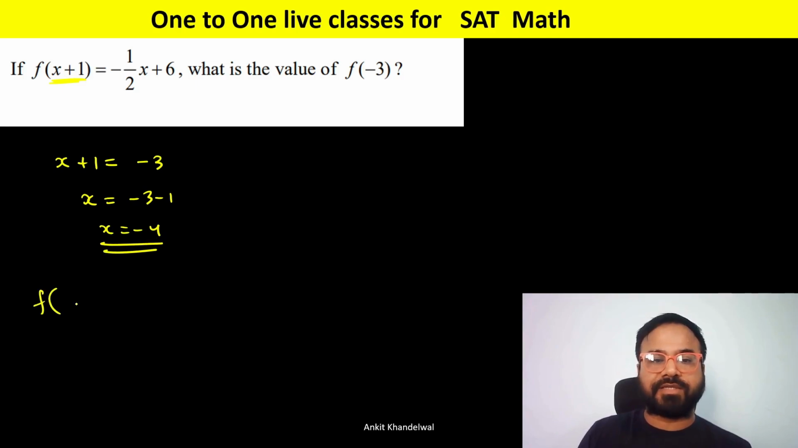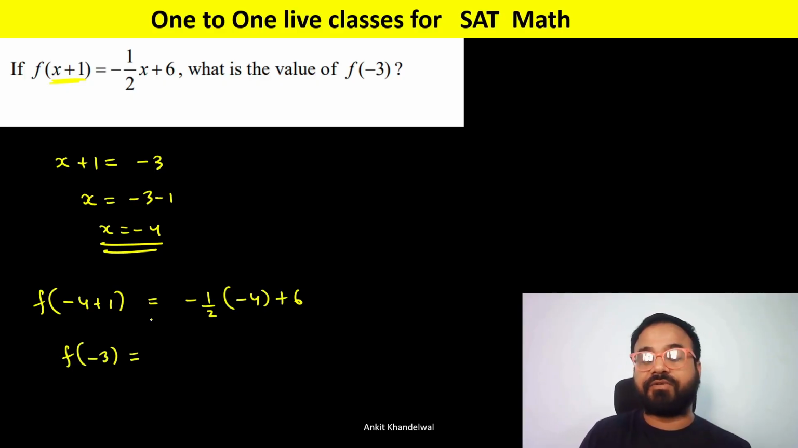Now if you put x as negative 4, so negative 4 plus 1, that is equal to minus (1/2) times negative 4 plus 6. Because negative 4 plus 1 will become negative 3, and that's what we want to find. So this will become 2 plus 6, it's going to be 8. So 8 is the answer for this.